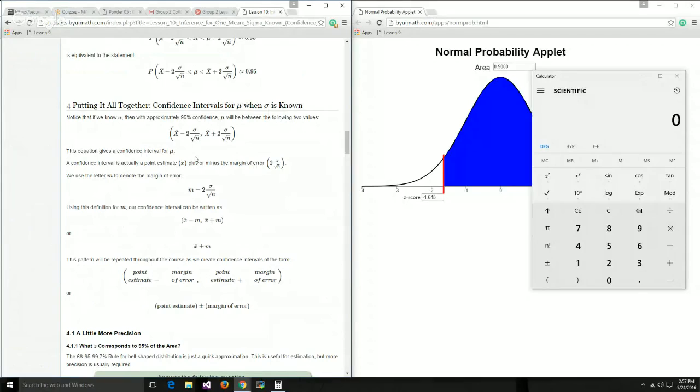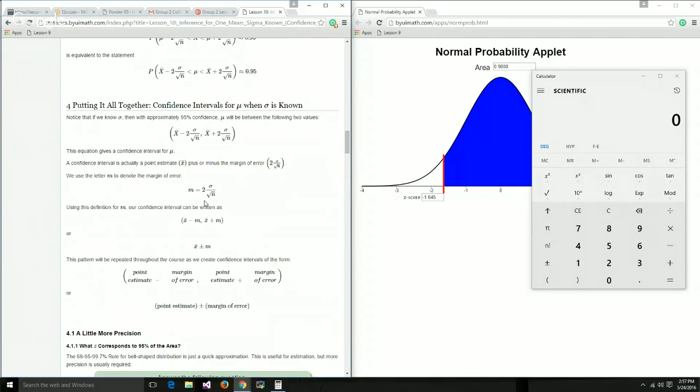Let me see if I can find it in the textbook. There's one right here that talks about finding it. Here we go. If you notice, the formula for the confidence interval is the point estimate plus or minus the margin of error. So you need the margin of error to calculate the confidence interval.